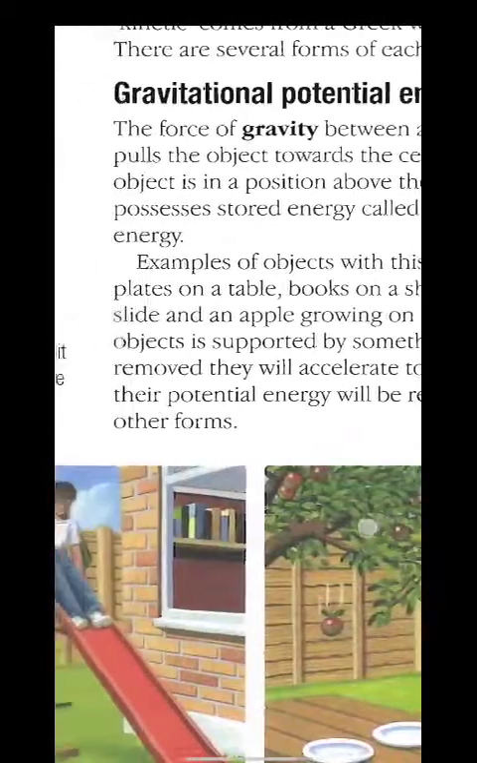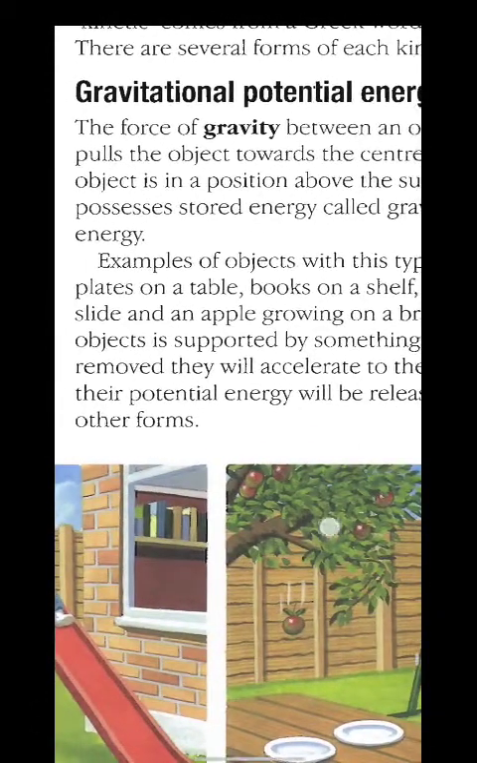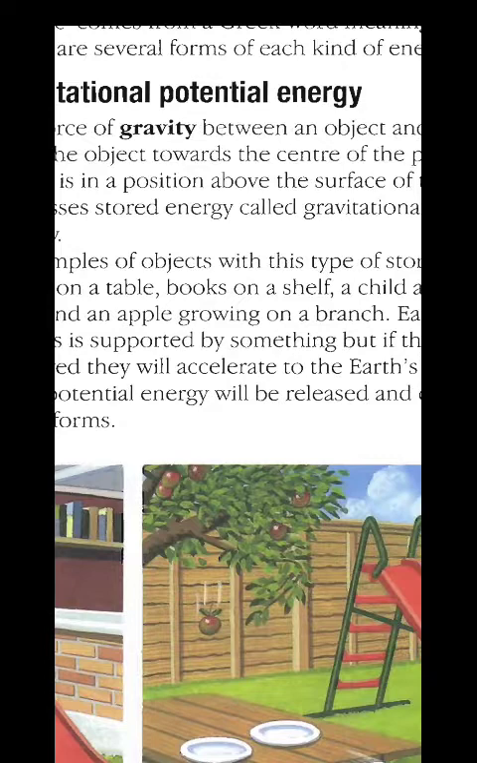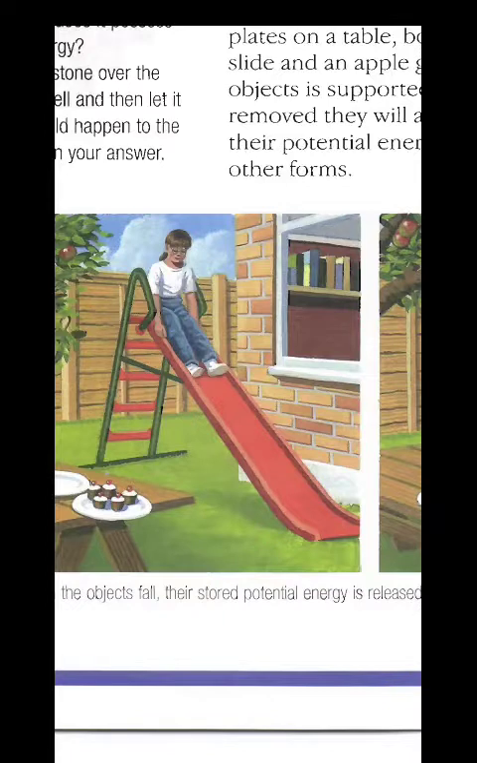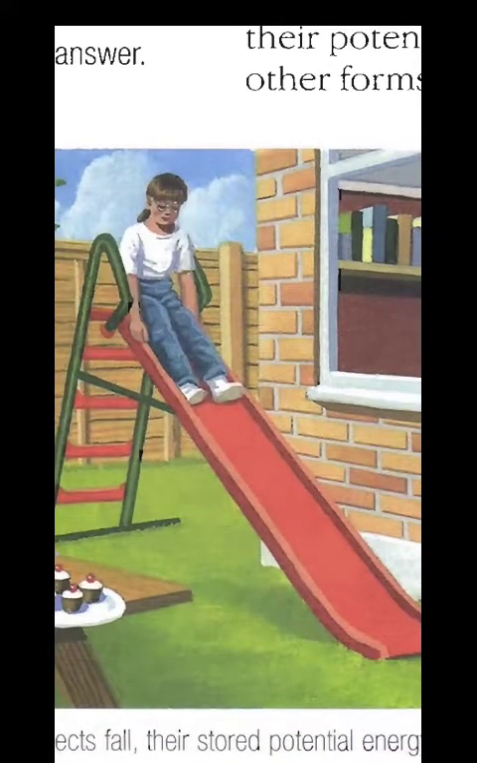Alright, then it says examples of objects with this type of stored energy, which is gravitational potential energy, are plates on a table, books on a shelf, a child at the top of a slide, and an apple growing on a branch. Okay, let's look at this child on top of a slide. Do you see the kid over there? So she's on top of a slide, and you can see that there's a height from the surface of the Earth to where she is, meaning she's possessing gravitational potential energy.